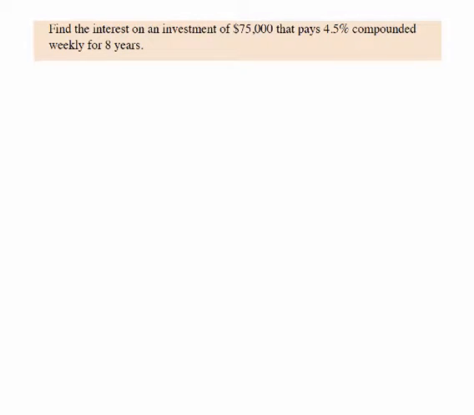As soon as you read that this question begins, find the interest, your thoughts should immediately turn to writing down the information that you're given in the problem, deciding which is the appropriate formula to use. So the investment is $75,000, which is our principal amount P.